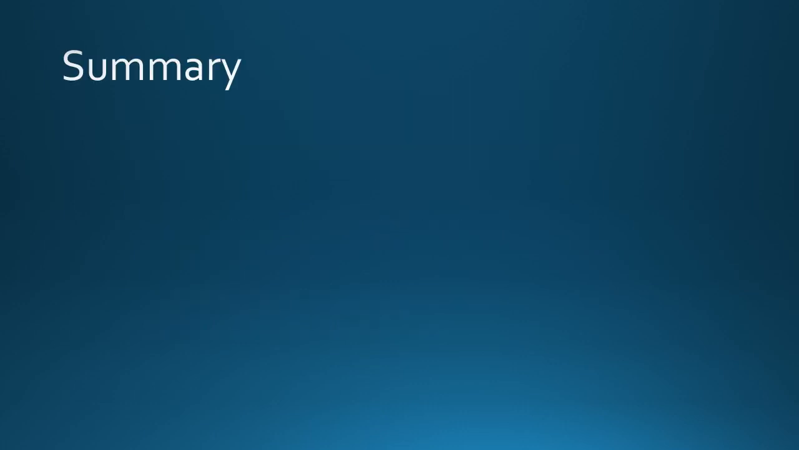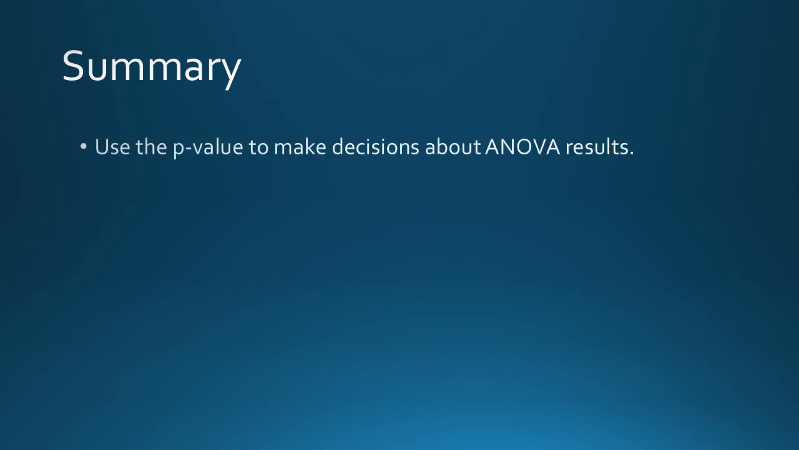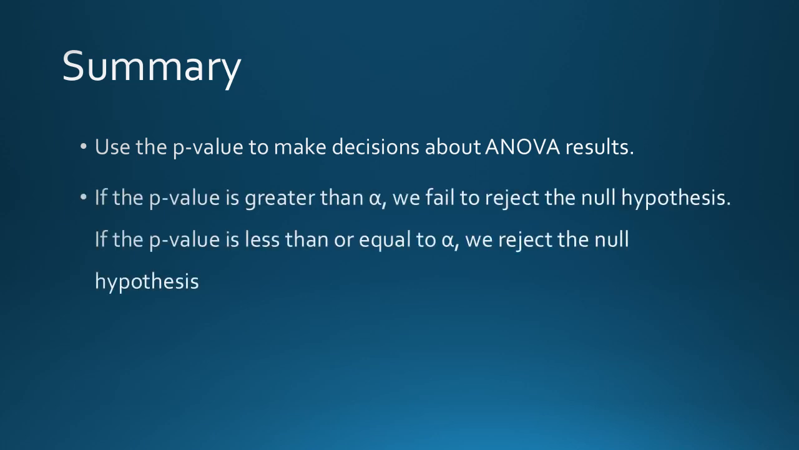Let's review. We learned how to use the p-value to interpret ANOVA results. If the p-value is greater than alpha, we fail to reject the null hypothesis. If the p-value is less than or equal to alpha, we reject the null hypothesis.